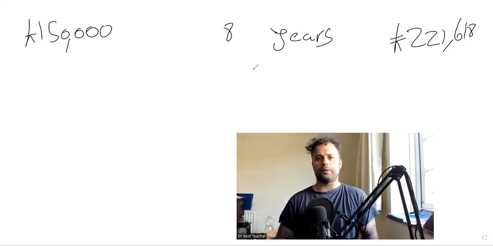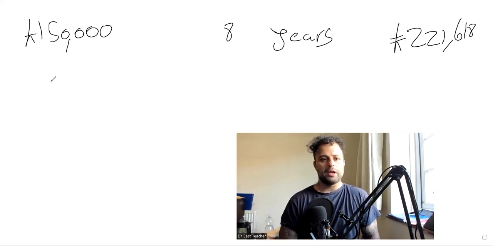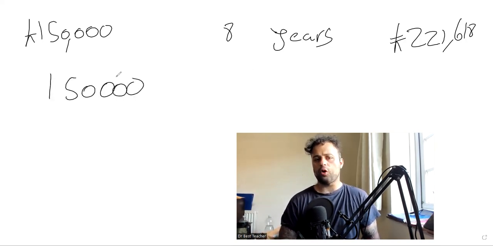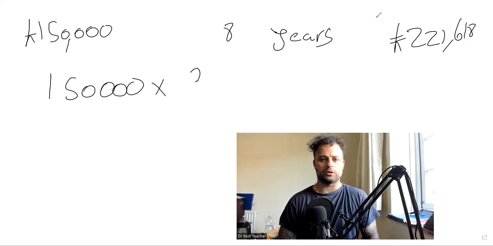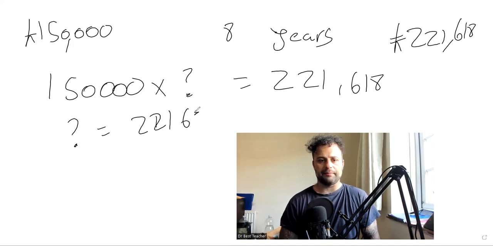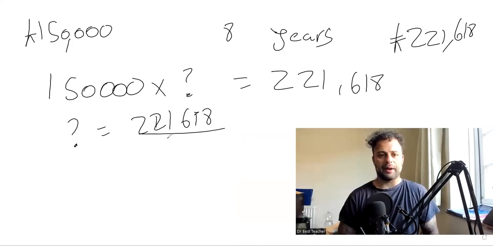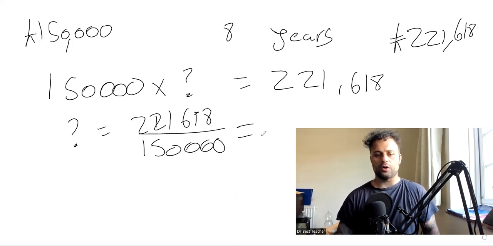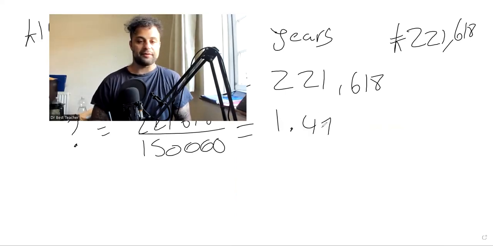So this is kind of tackled by a reverse percentage, which I'll make a video about. So it's 150,000. I'm not going to go through reverse percentages at the moment, but I don't know what I'm timesing by. You could write it a lot different, but I'm just going to for now write a question mark. And I want to write 221,618. There's several different ways of going about it. Now that question mark is 221,618 divided by 150,000. And that gives me an answer of 1.4774. I try and keep as many decimal places as possible.